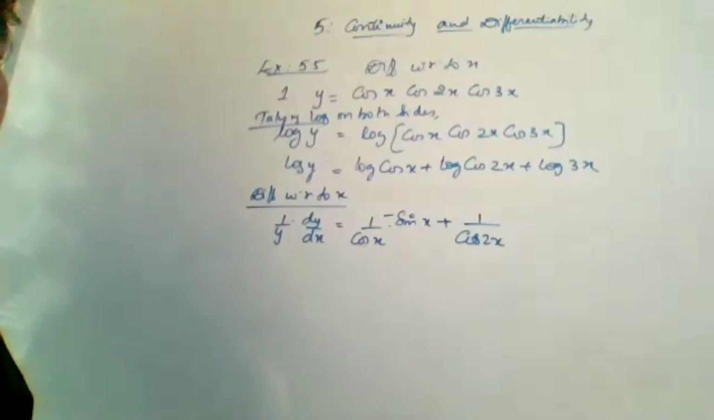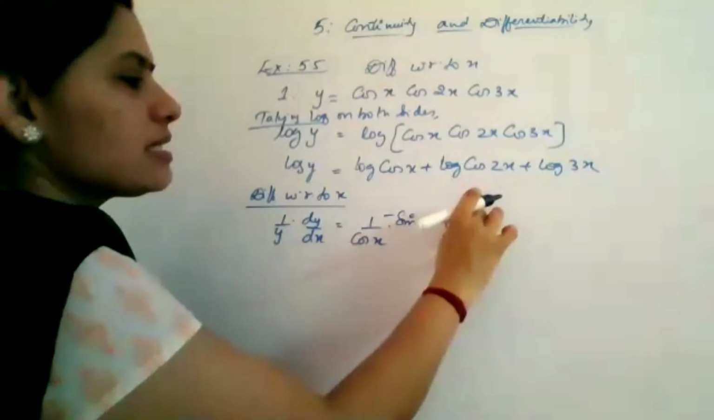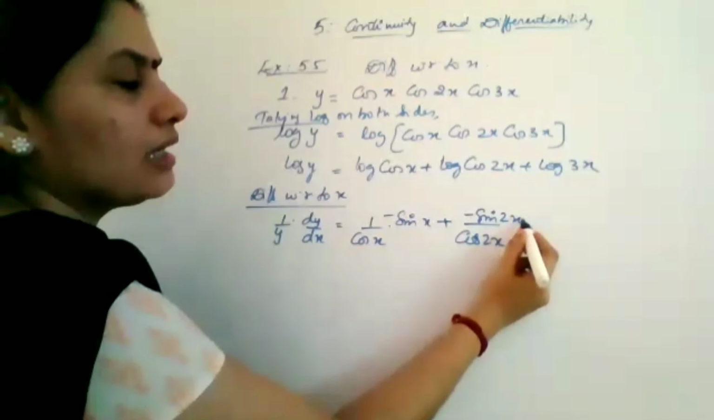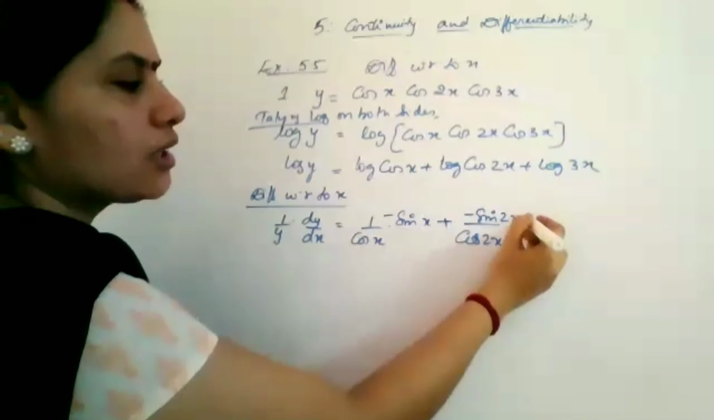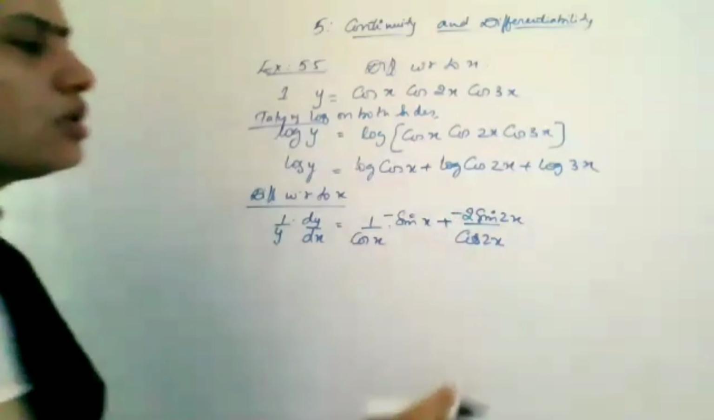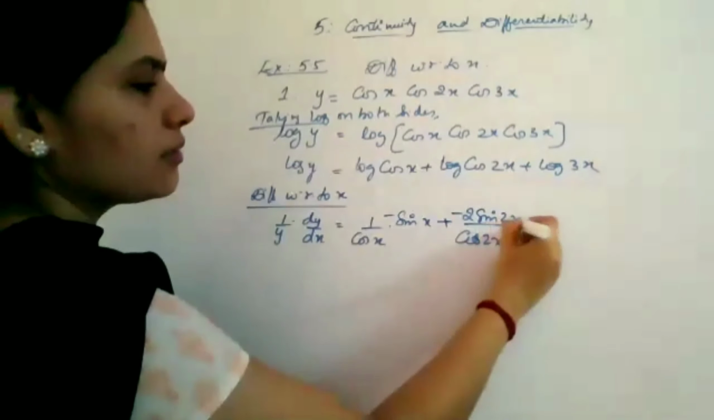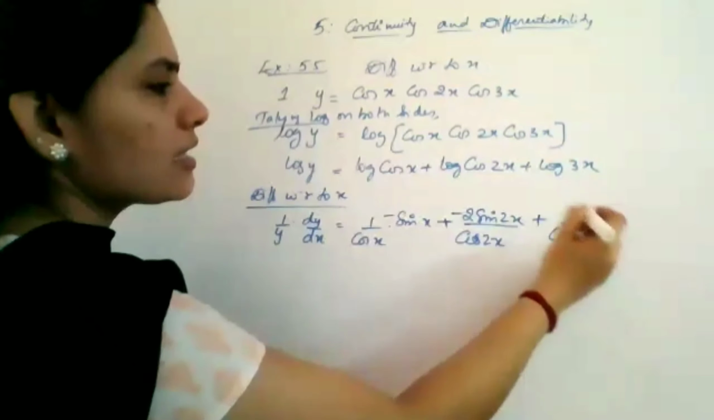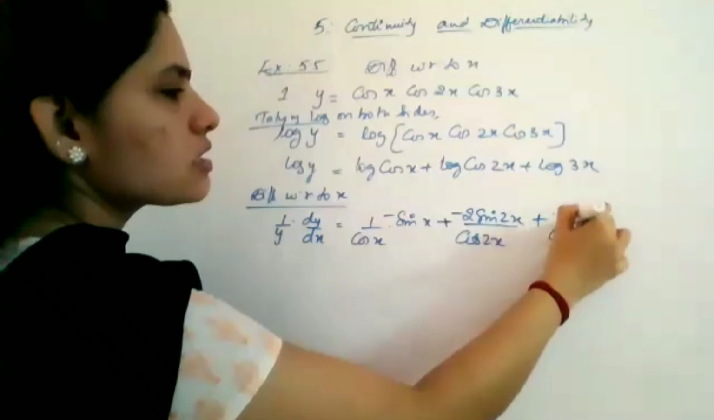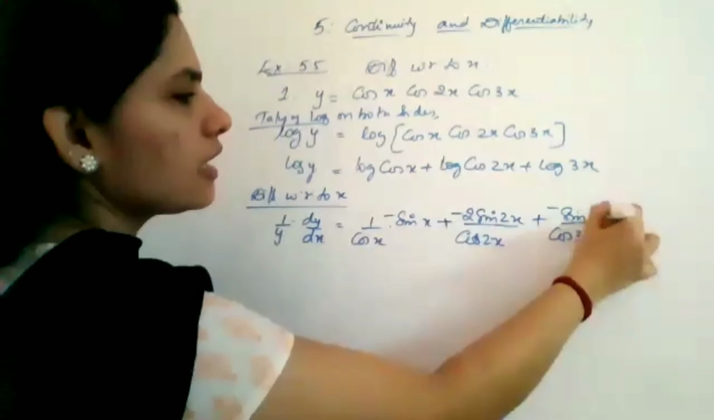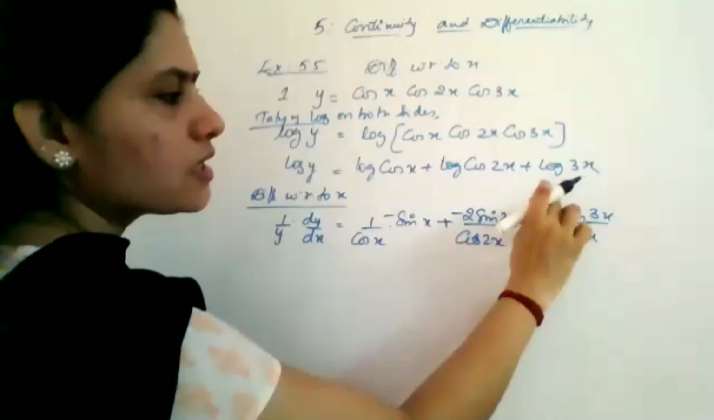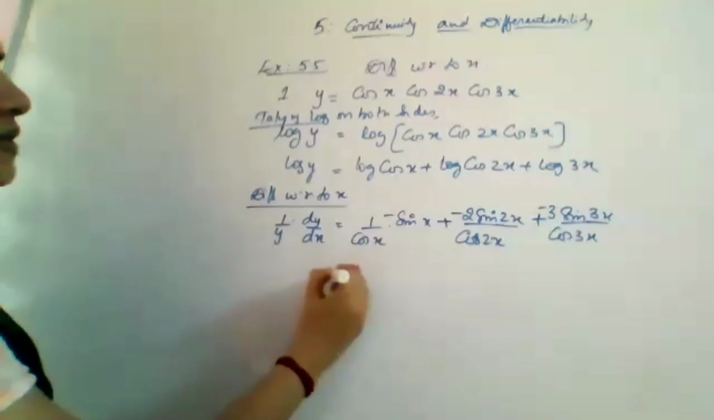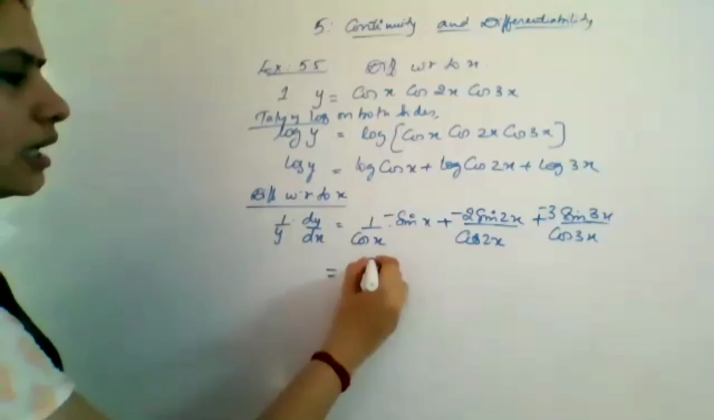What will happen to the derivative of this? You will get minus sine of that into, since it is not the angle x, you have to again differentiate this 2x with respect to x, so that you will get a 2 there. So it is minus 2 sin 2x divided by cos 2x. Again, this will give you 1 by cos 3x into derivative of cos, negative sin 3x into derivative of 3x, which is 3. Okay. You're getting negative throughout, that you can take out.